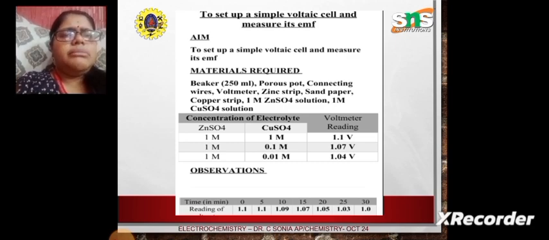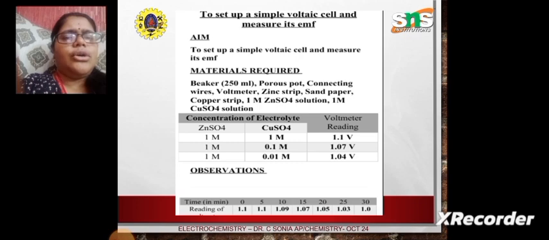Materials required are a 250 ml beaker, porous pot, connecting wires, voltmeter, zinc strip, sandpaper, copper strip, 1 molar zinc sulfate solution as well as copper sulfate solution. Okay, so we are taking different concentrations. The zinc sulfate solution is 1 molar in all 3 cases, but the copper sulfate you're taking 1 molar, 0.1 and 0.01. So the voltmeter reading will range from 1.1 volt, 1.07 volt, 1.04 volt. Okay, so these are the readings that are obtained.